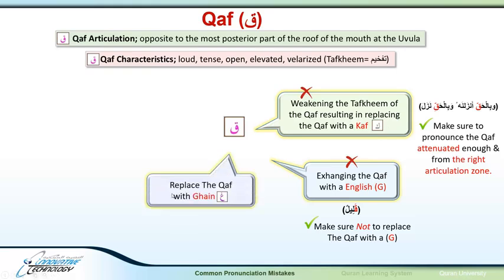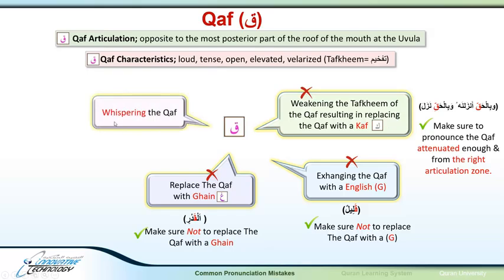The third mistake is replacing the qaf with a ghain. An example is في ليلة الغدر. This is wrong. It means a totally different meaning from qadr. Qadr and ghadr are totally different words. And the right way of pronouncing it is like this. في ليلة القدر. Qadr. So make sure not to replace the qaf with a ghain.